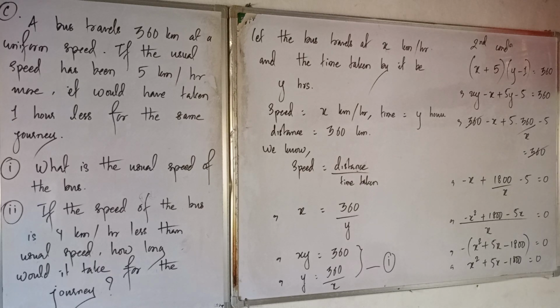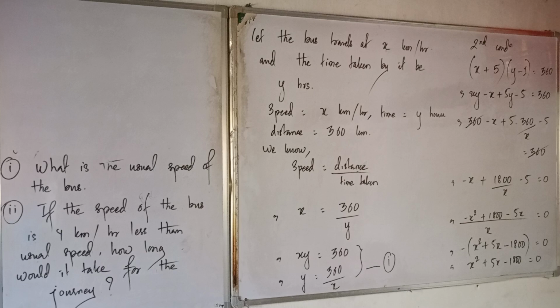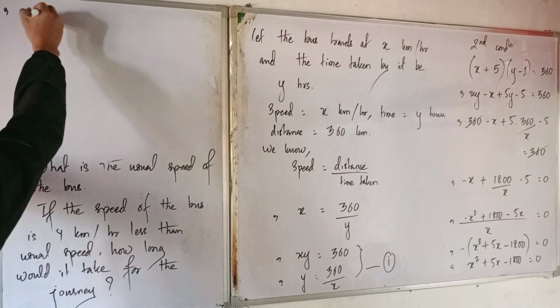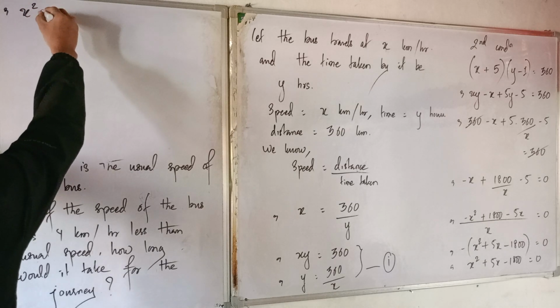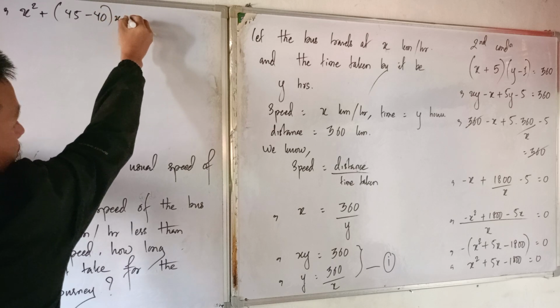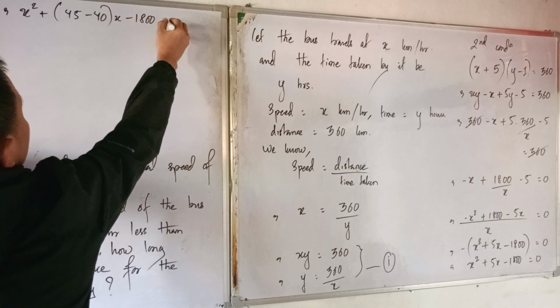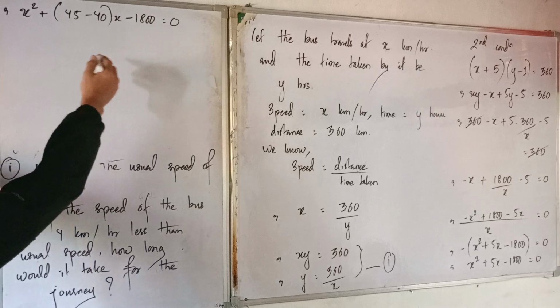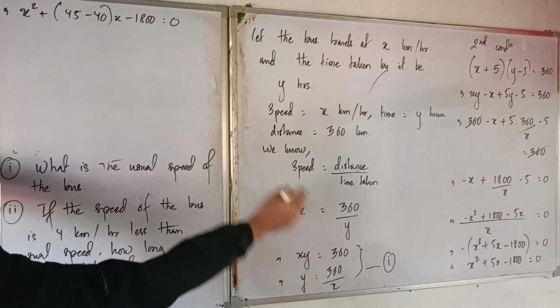Okay, there is less space there, so I'll be rubbing the question part. So let's move on. 45 times 40, that is 1800, or x squared plus 45 minus 40, minus 1800. 45 times 40 is 1800. 45 minus 40 will give 5x.